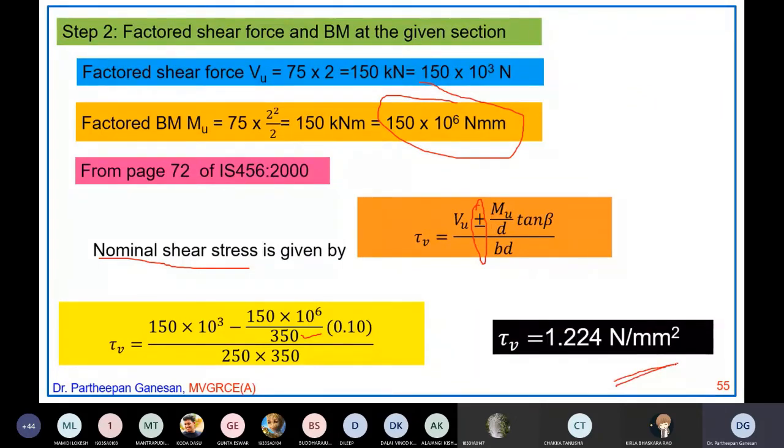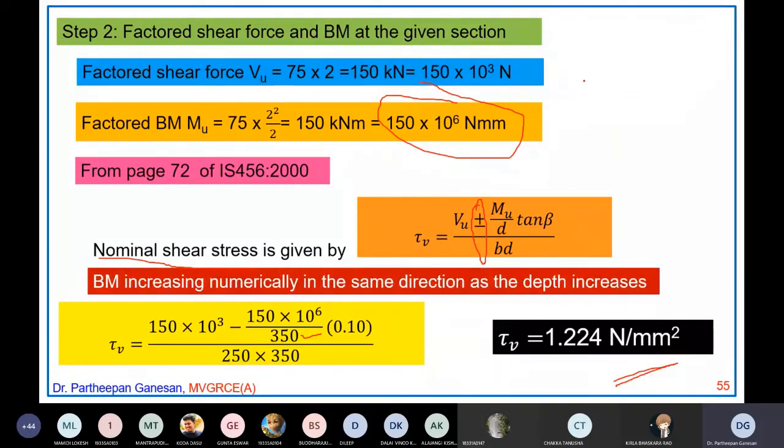Any doubt so far? Any doubt? Anybody having any doubt? Sir. Okay. So now, because your bending moment is increasing numerically in the same direction of the depth, we are using minus sign. Okay. This minus sign is because of this reason.